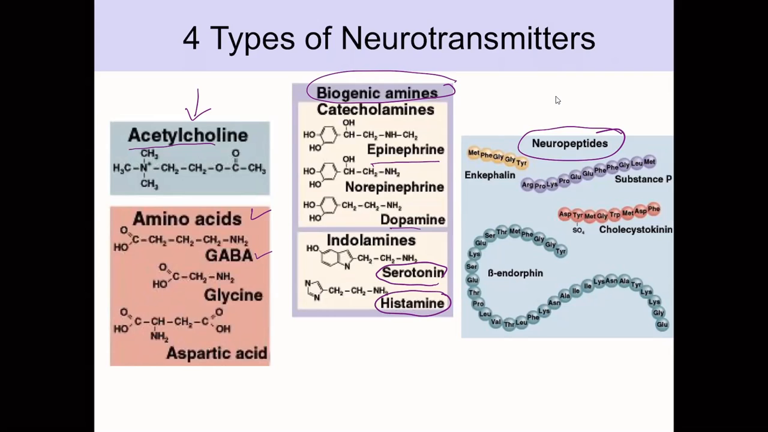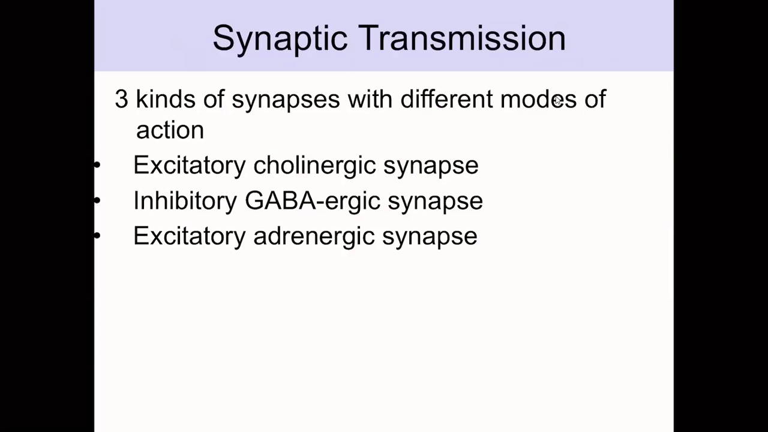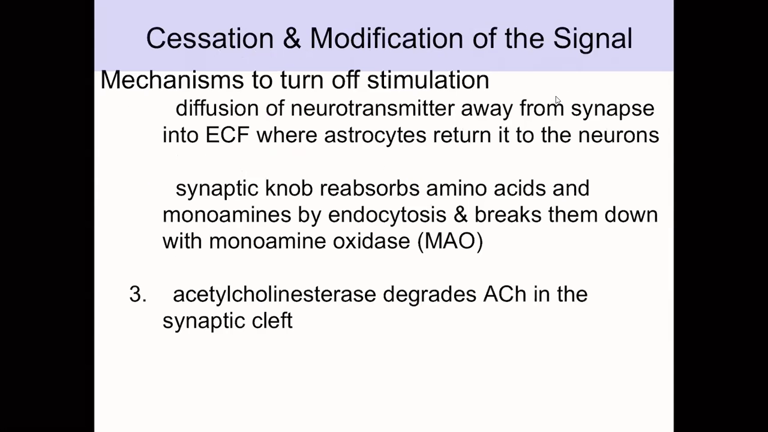Okay, and the structures, if you look at them, are pretty simple. Acetylcholine is a lot of times abbreviated ACh. Neuropeptides are little proteins. Now there are three kinds of synapses that have different ways of acting: the excitatory cholinergic synapse, the inhibitory GABAergic synapse, and the excitatory adrenergic synapse.